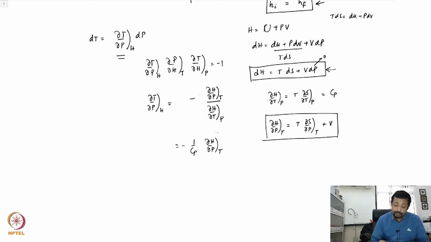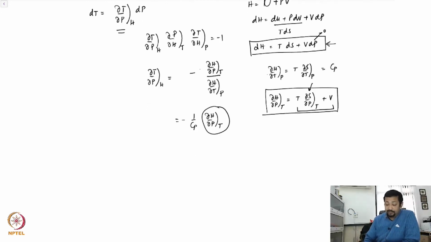So evaluation of this partial derivative is equivalent to evaluation of this, and once again this is the problematic partial derivative, because it doesn't relate to a standard derivative that we know of, like a response function.